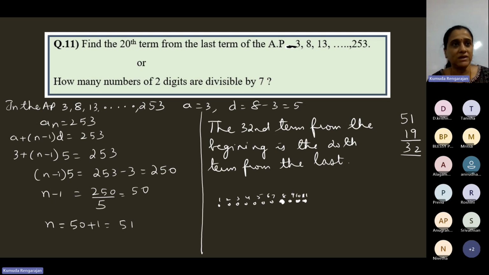In the same way, one term, you can say its position from the beginning and from the end. Every term in the AP, you can give two positions. One position from the beginning, and a position from behind. So you have to find the 20th term from behind. So we'll find that position from the beginning. How do we find that position from the beginning? Number of terms 51 minus, instead of 20, subtract 19. You get 32. So the 20th term from last is the 32nd term from the beginning. So find A32.